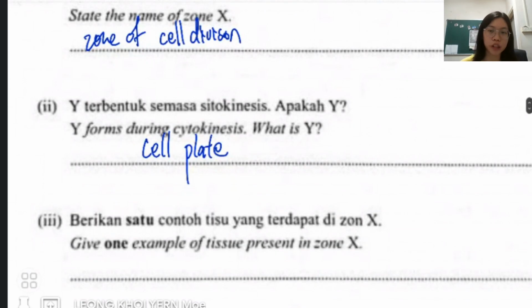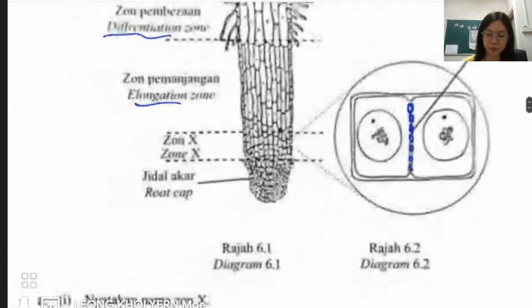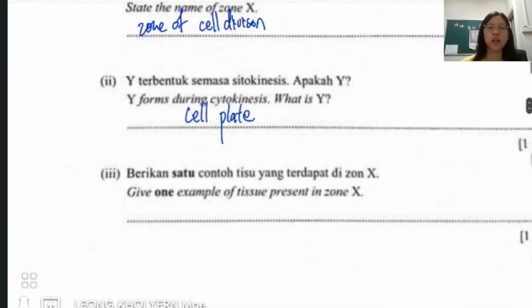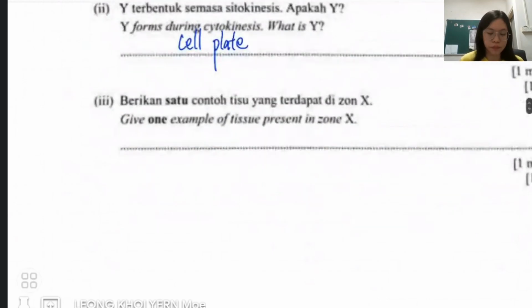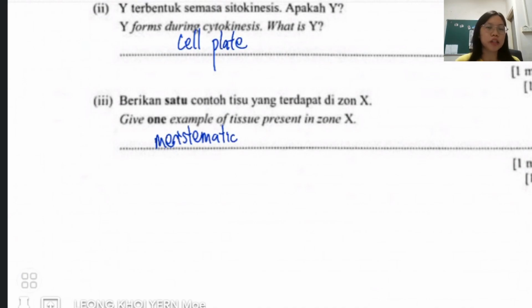What is an example of tissue present in zone X, the zone of cell division? Try to think of a tissue that keeps dividing non-stop. I mean, they will keep dividing via mitosis. So that tissue is most probably a meristematic tissue. Do you still remember there is apical meristem and lateral meristem? Apical is the one to grow taller, lateral is the one to grow thicker. So it is the meristematic tissue.